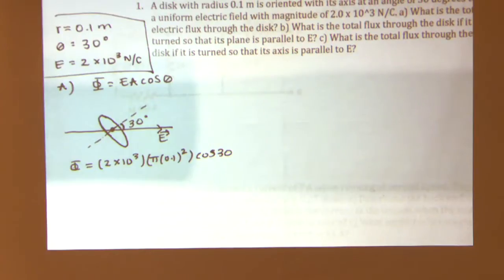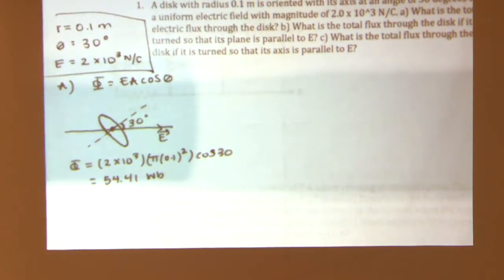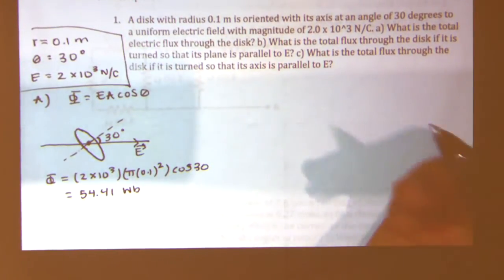Okay. So another plug and chug thing. That gives you, I got 54.41 Webers. Okay. So I got 54.41 Webers for that one. It was kind of easy. They gave us everything we needed to know. But we have 2 more parts.